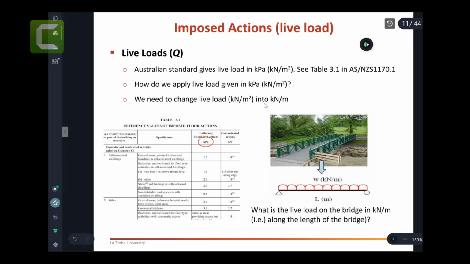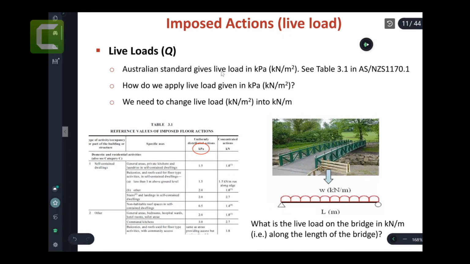Maybe we have a quick example here to go through. The standards will give you live loads in kPa, which I see as a simplification, unlike dead load, where you're still going to need to work things out maybe from the density property, and you work it out from that.